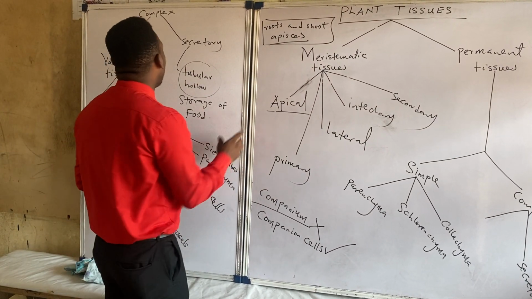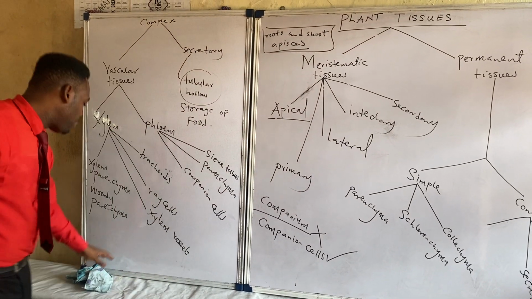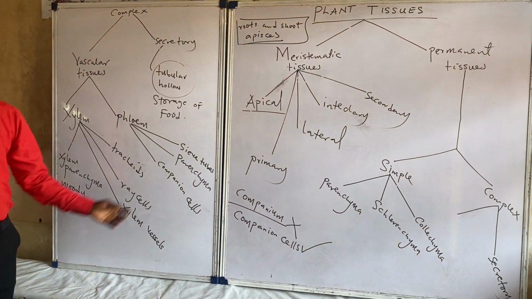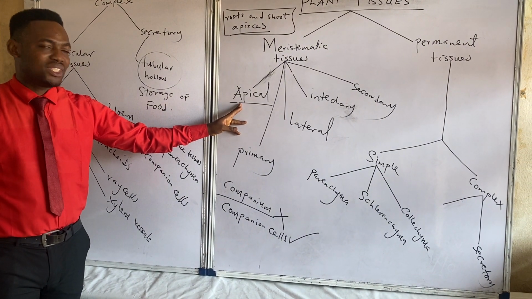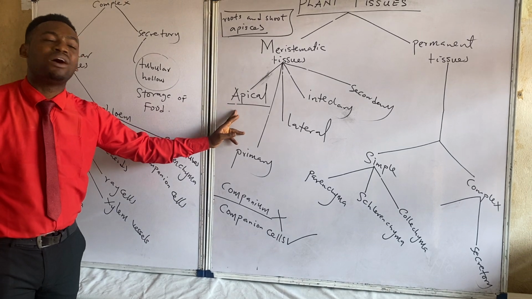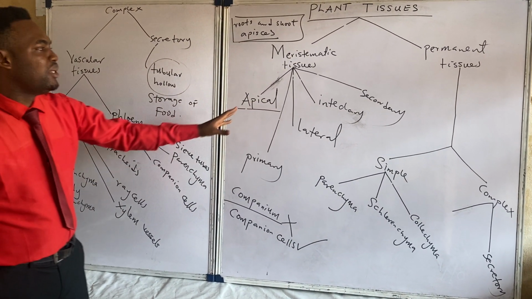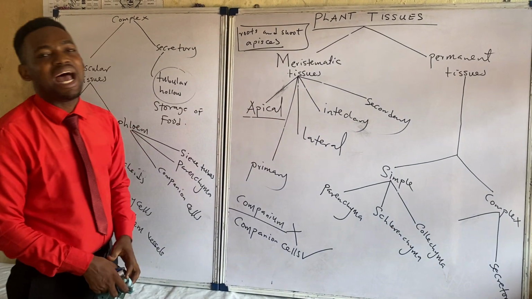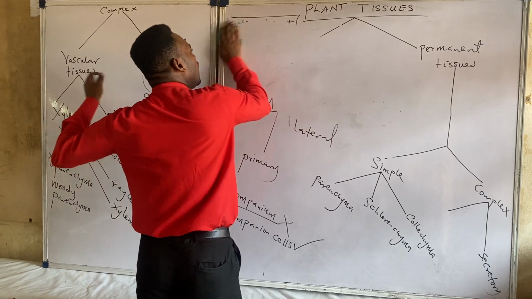Having said so, I would love to rub off one part, so you can pause the video now and copy out the flowchart because I want to show us certain cells that are found in the apical meristematic tissues. All right, so permit me to rub off this part and continue with apical. All right, moving on now.